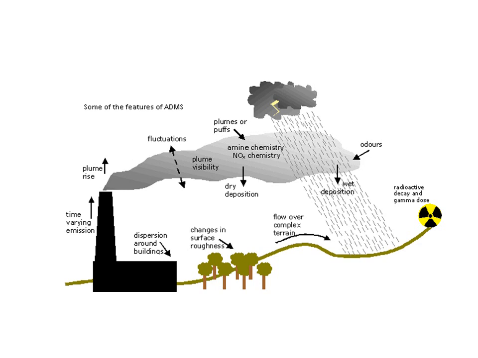We can see that there is precipitation happening. There may be odor in the plume. There may be certain radioactive decay and gamma dose. But in the Gaussian plume model, we are neglecting most of these situations. That is why there are certain limitations or assumptions for the Gaussian plume model.